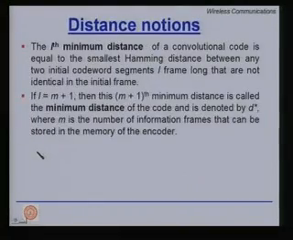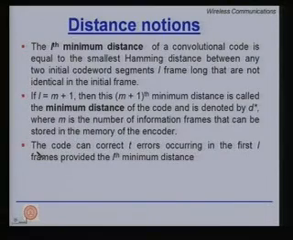Now, let us have the distance notion, and these are a matter of definition. The nth minimum distance of a convolutional code is equal to the smallest Hamming distance between any two initial code word segments L frames long that are not identical in the initial frame. So, it is a definition. What are we trying to do? Why do we need these definitions? We need to know how good or bad our convolutional encoder is.